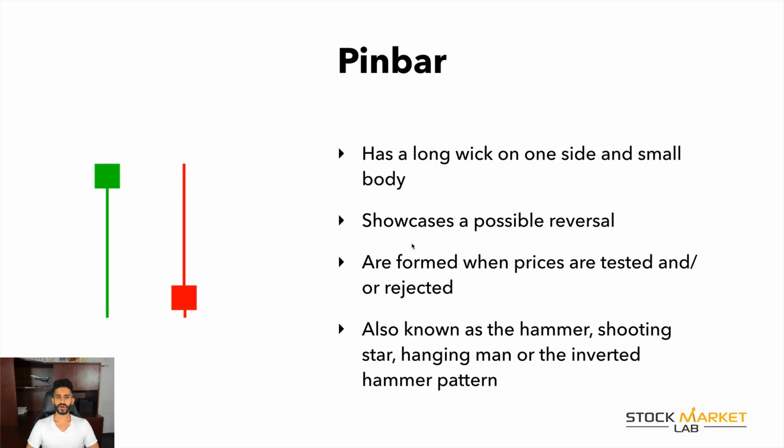Next, we have something called the pin bar. The pin bar has a long wick on one side, and the body is on the other side. In the other patterns, the body was kind of in the middle. In this situation, the body is primarily on the opposite end. This showcases a possible reversal. It is formed when prices are tested and or rejected. This is also known as the hammer, shooting star, hanging man, or the inverted hammer pattern.